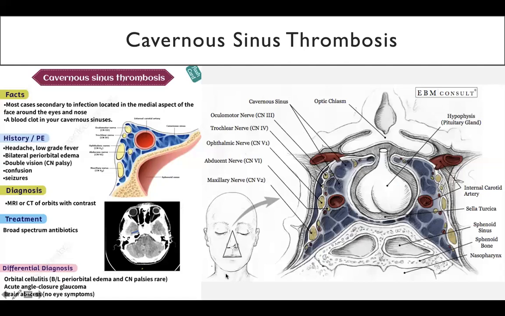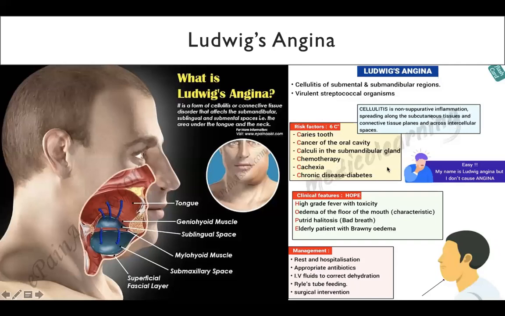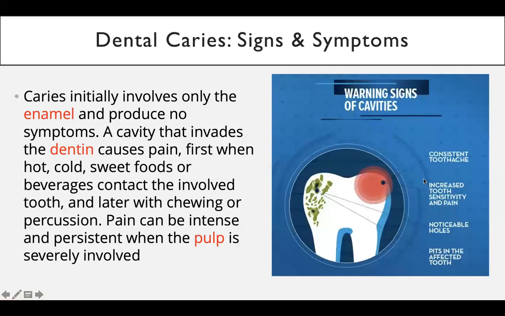And then we studied what is cavernous sinus thrombosis, the facts, history, diagnosis and treatment, and then some differential diagnosis of CST, and then Ludwig's angina. What is this? It's cellulitis. It's superficial. It's non-suppurative inflammation. It spreads along the subcutaneous tissue. It has tooth caries as the number one risk factor, and management is rest, antibiotics, appropriate IV fluids, tube feeding, and surgical intervention if required. So Ludwig's angina is not an angina. It's an inflammation of subcutaneous tissue, superficial, non-suppurative.